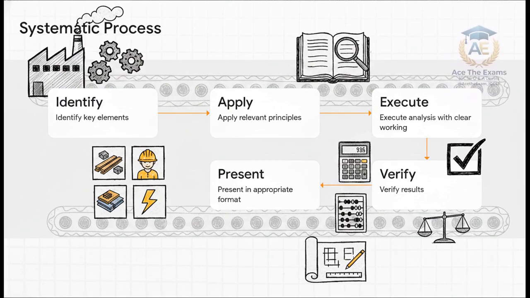Step 1, identify key elements. Scan the data and instantly categorize costs into direct materials, direct labor, and indirect factory overheads. Step 2, apply relevant principles, like your work-in-progress adjustments. Step 3, execute your analysis with crystal clear working. Step 4, verify your results. Step 5, present in the appropriate formal format.